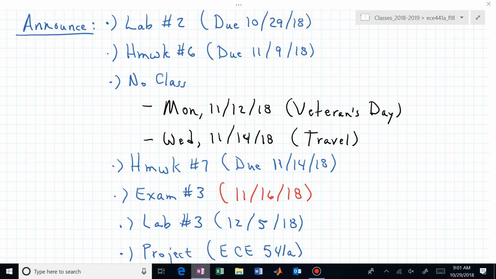Homework 6 is due on the Friday before the exam on the 16th of November, and homework 7 is due the Wednesday before. And those will all be concerned with Root Locus sketching, and lab number 2 is finishing up essentially pole placement, or where do we locate poles in the complex plane.